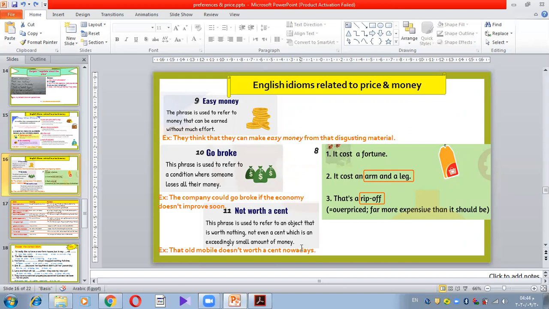Okay, it's worth nothing. It costs a fortune, or it costs an arm and a leg. That's a rip off. All of them mean what? Overpriced. They are very expensive, far more expensive than they should be. They have the same meaning: a fortune, an arm and a leg, and a rip off.